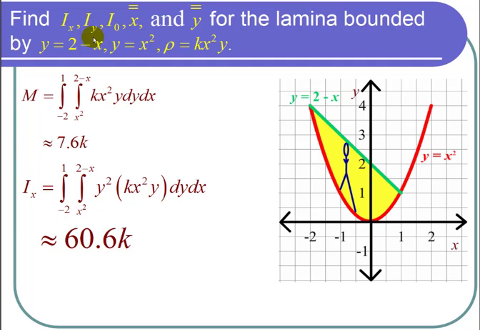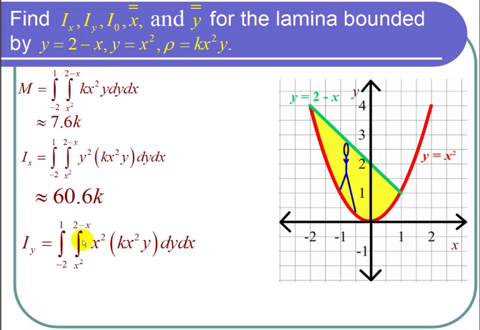For the moment of inertia about the y-axis, we take the integrand as the distance from the y-axis, and that's the square of x, or x squared, times the density function, times dy dx. And I have the same limits. And I got that this was about equal to 14.9 times k.